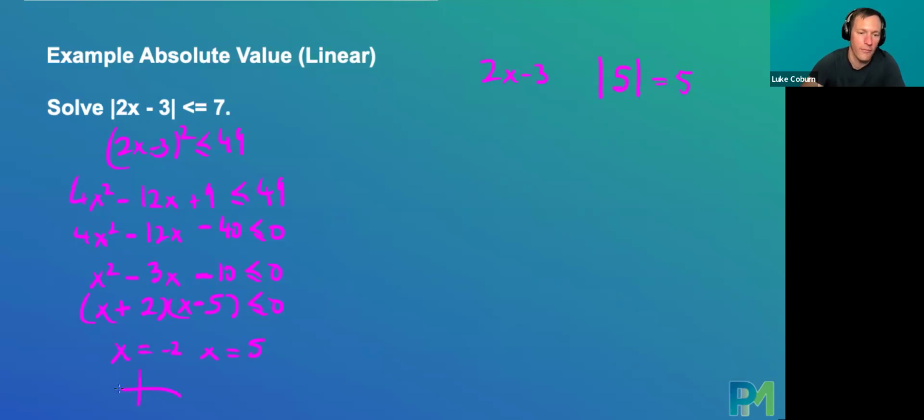Then I go ahead and draw minus 2 and 5, and then draw this U-shape here. The bit where it's less than or equal to 0 is this bit here, from here to here. So this piece here, and the x values that it corresponds to are in here. And how do we write that? Well, we say that x has to be greater than or equal to minus 2 and less than or equal to 5. And we can write that as minus 2 less than or equal to x less than or equal to 5.